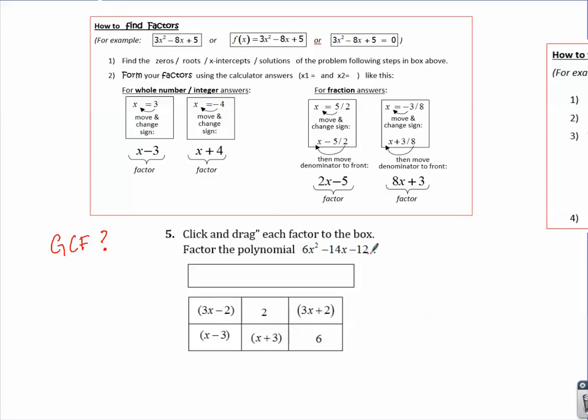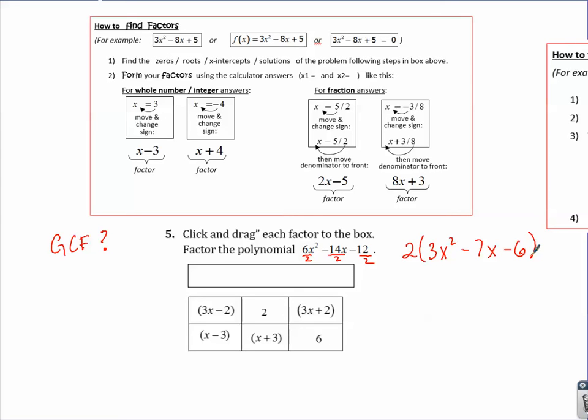Well, they don't all have an x. There's no x here. So I know I cannot take out an x, but all of these are even. They are all divisible by 2. I can divide everything by 2. So I can take a 2 out. If I divide 6 by 2, I have a 3x squared left. If I divide negative 14x by 2, it's negative 7x. And if I divide negative 12 by 2, I'm left with minus 6. So I divided everything by 2.